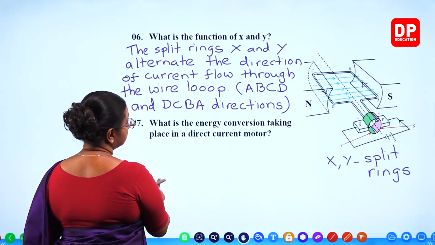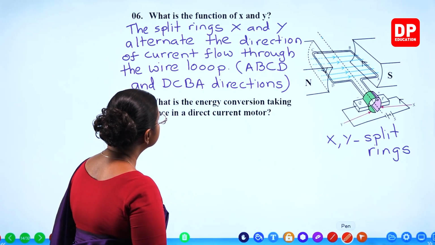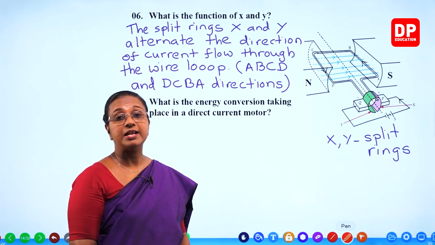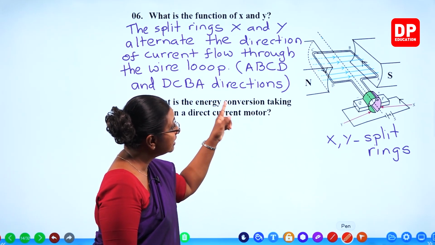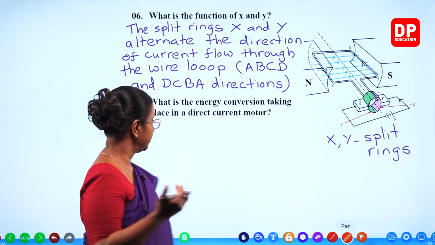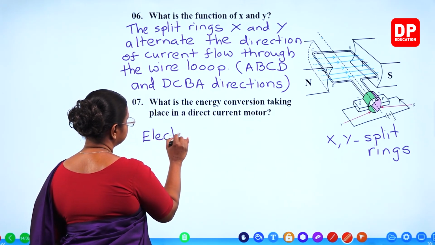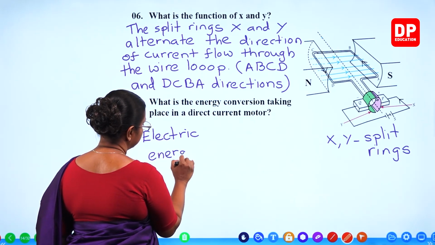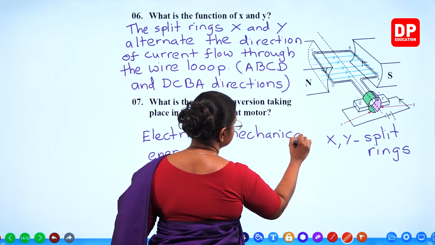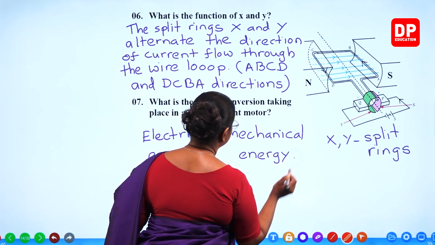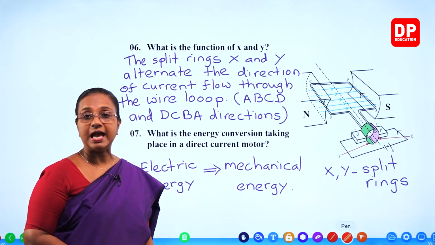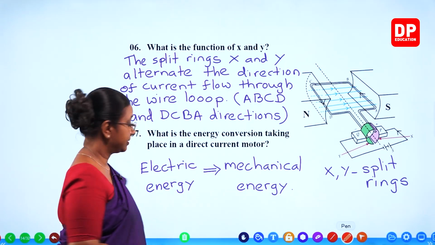Then, what is the energy conversion taking place in a direct current motor? What is the energy conversion? We supply current, so that is current energy, electric energy, and then the motor rotates. So when something rotates, moves, it's kinetic energy. That means it is mechanical energy. So here, electric energy is converted to mechanical energy. Is that okay, students? So that is the energy conversion. Electric energy to mechanical energy. With that, I'll move on to the next slide.